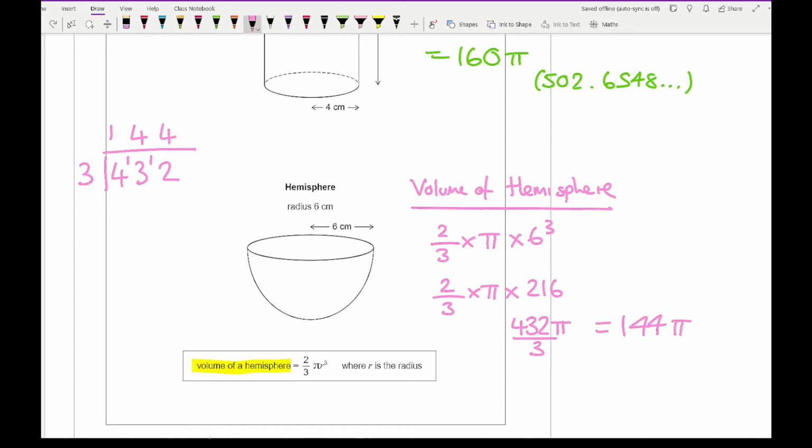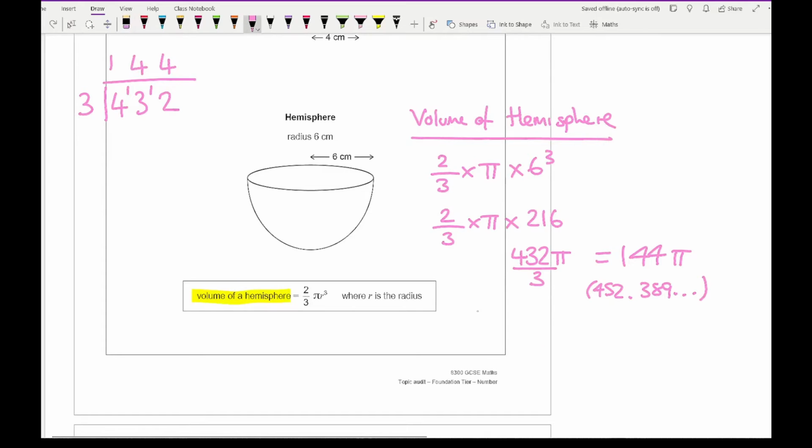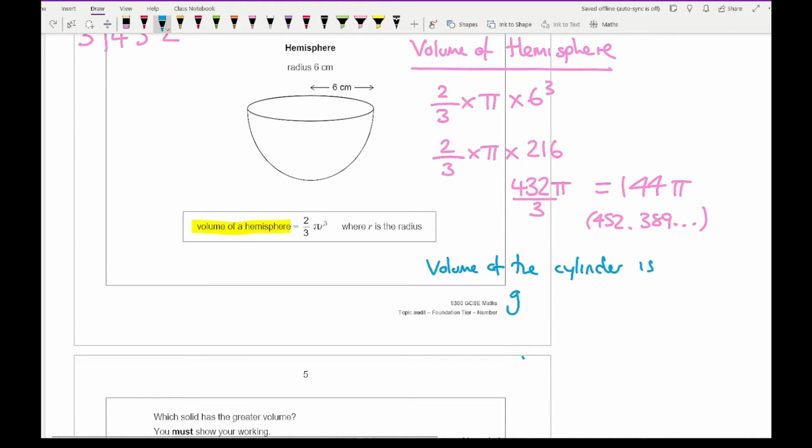Now again, if this is on a calculator, I just type it straight into my calculator, and that gives me an answer of 452.389 and so on. Now from this you can see that the volume of the cylinder is greater, so I just need to write down something along those lines, that the volume of the cylinder is greater than the hemisphere.